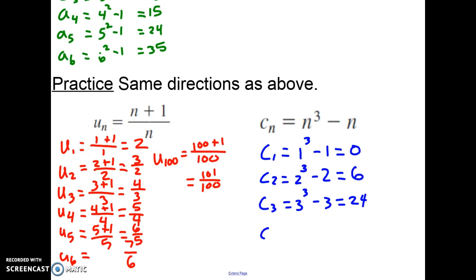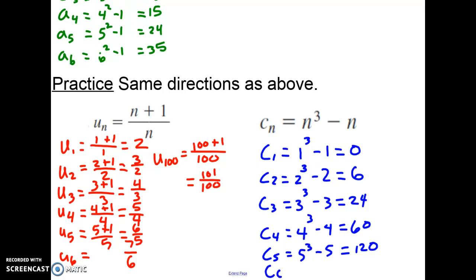Then we have C to the fourth. That would be 4 cubed minus 4. Well, 4 cubed, that is 64, minus 4, that would be 60. Okay, C5, we have 5 cubed minus 5. 5 cubed is 125 minus 5, that would give us 120.